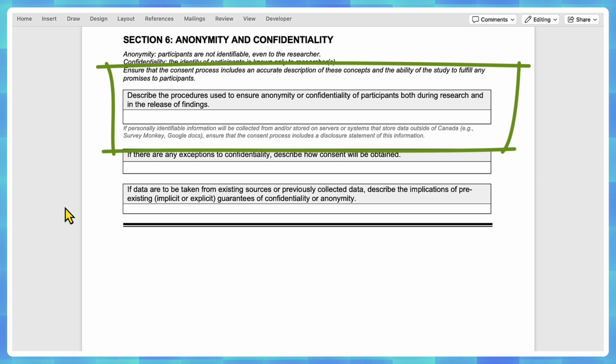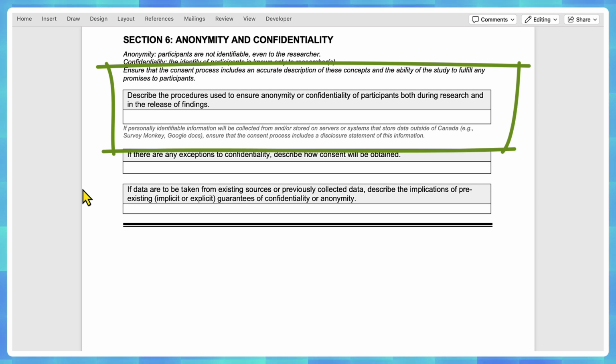Now, you see here there's a little footnote under the box, and that is going back to previous information that you provided in this form. If you're using an online survey tool, for example, and you're using a server that has servers not in Canada, that is something that affects the promise of confidentiality.